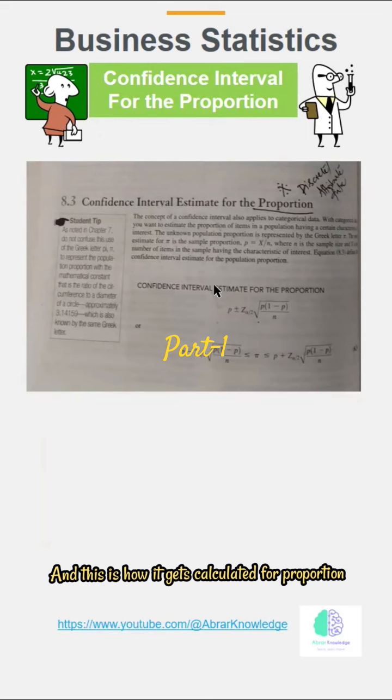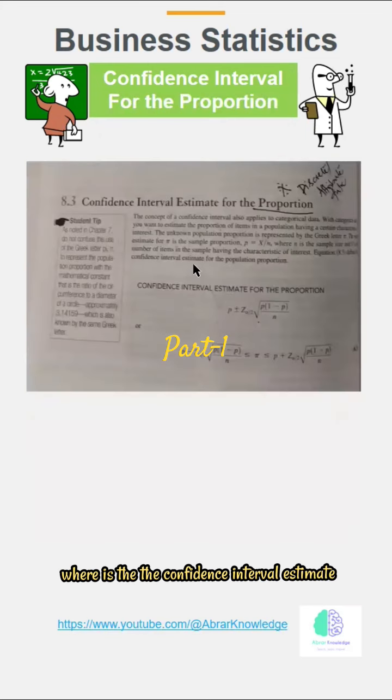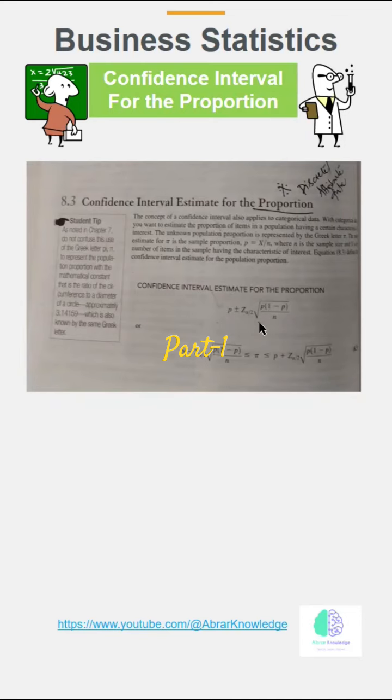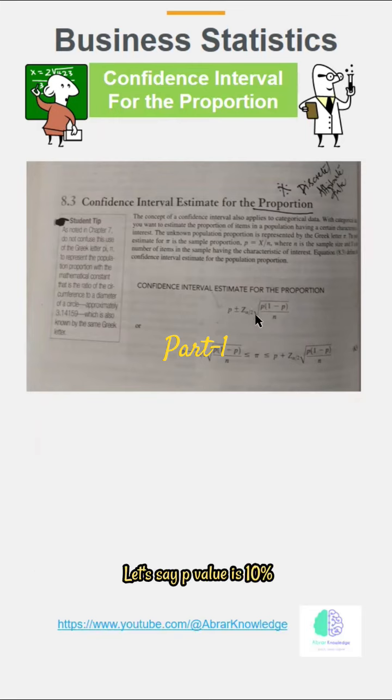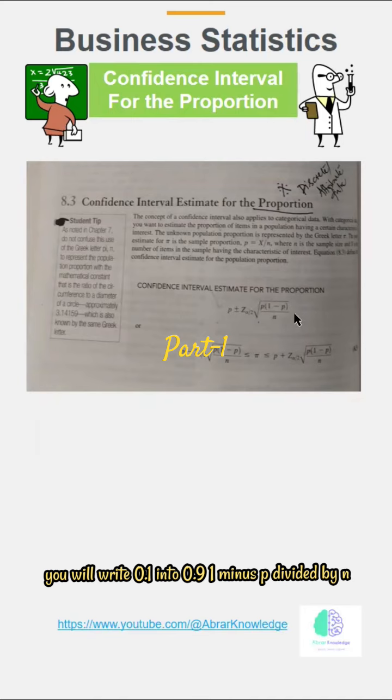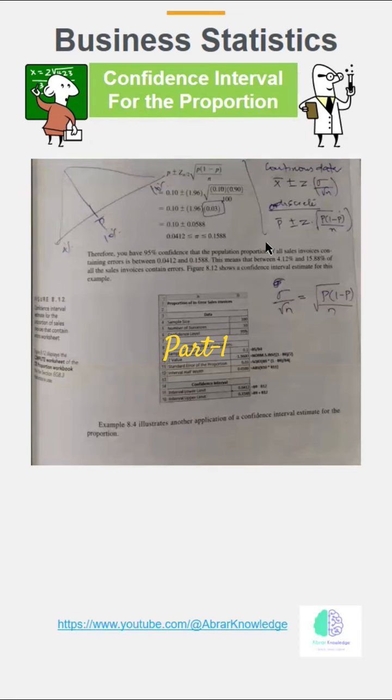And this is how it gets calculated for proportion. The confidence interval estimate for the proportion is p, that is proportion, plus or minus margin of error. The margin of error here, there it was z times standard deviation divided by square root of n, but here it goes z times square root of p, that is proportion, times 1 minus p. Let's say the p value is 10%. You will write 0.1 times 0.9, that is 1 minus p, divided by n, how much sample you have. This is the formula we can apply. From there, you can easily calculate for discrete data as well.